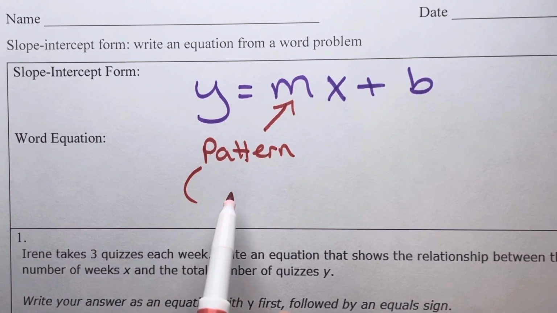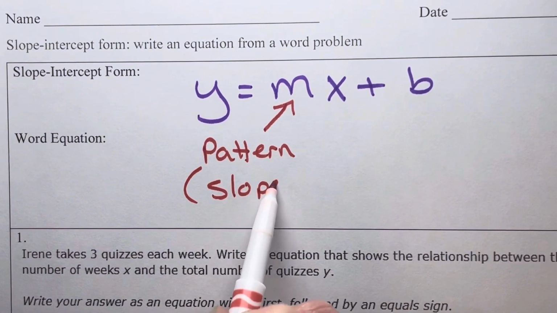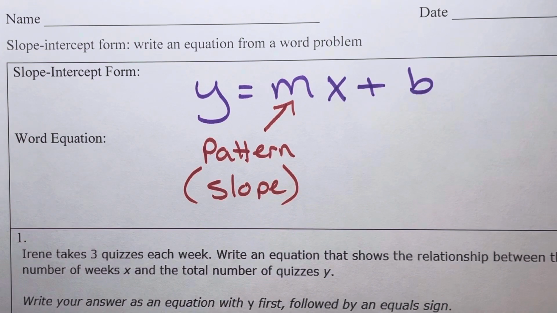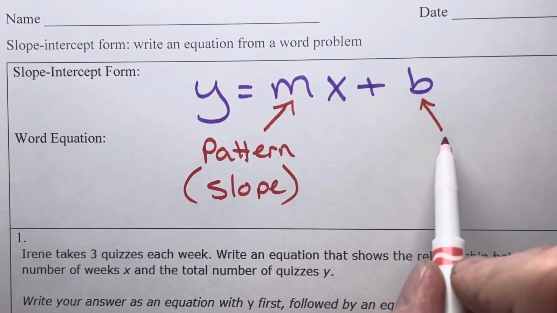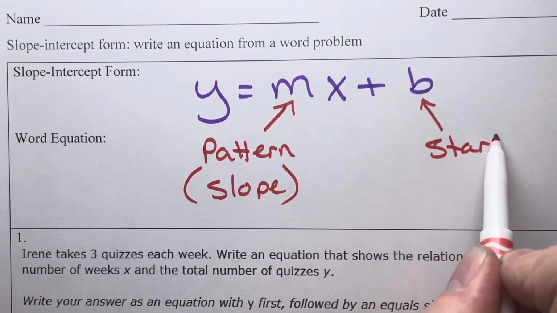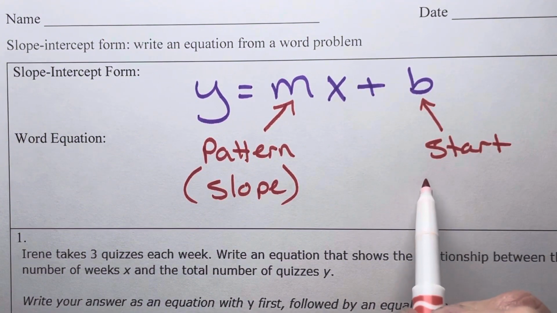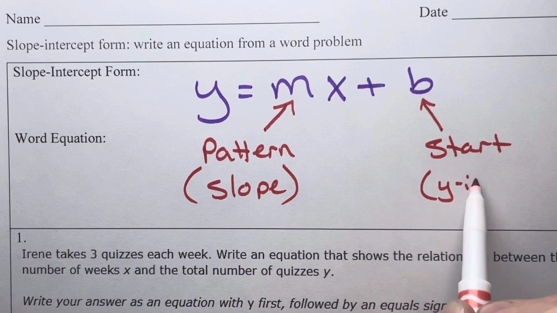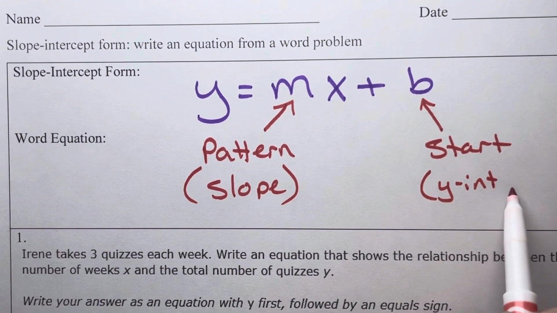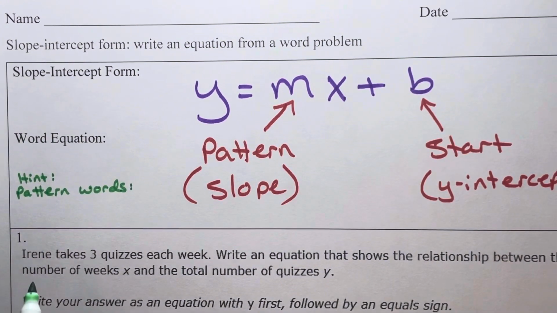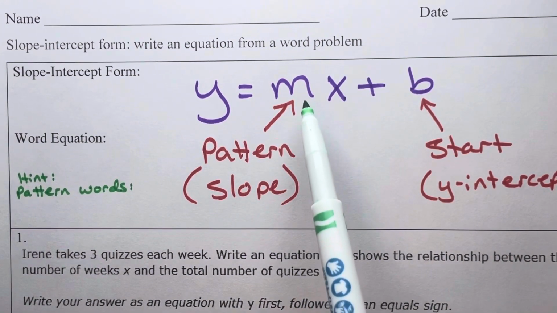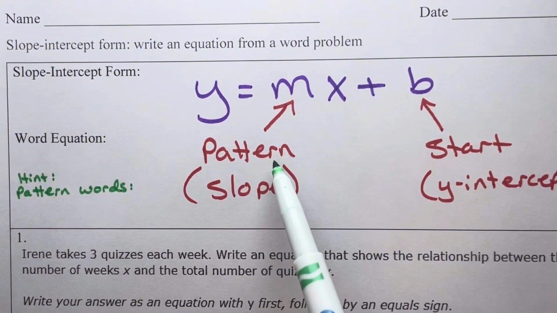It's something that happens again and again and again in the story, while the b is what they had at the start of the story. This is your y-intercept. It happens just one time in that story. A hint to help us out: if you can figure out which number is the pattern, well, that means that the other number has to be the start.